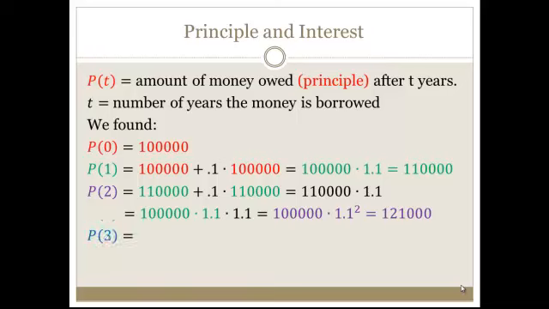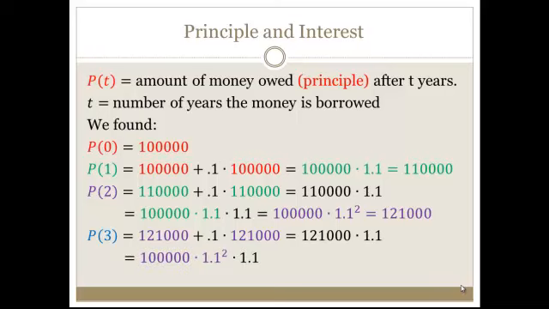After 3 years, we owed $121,000 to start the third year, which is P of 2, plus 10% of the $121,000. Again, we can factor out, this time $121,000, to get $121,000 times 1.1. But we can rewrite $121,000 as $100,000 times 1.1 squared. In total, we have $100,000 times 1.1 cubed, which comes to $133,100.